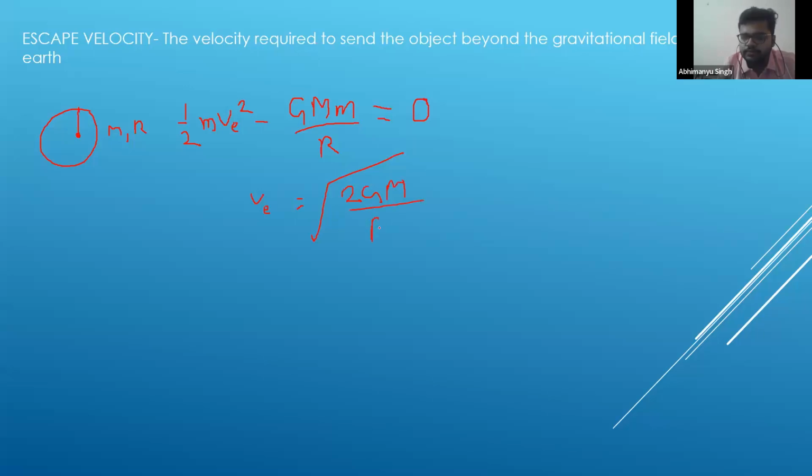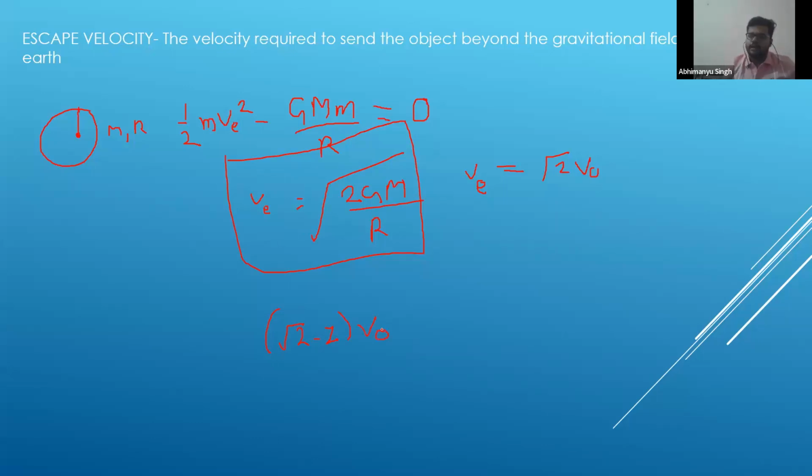So it is just root GM by R, so it is just root 2 times v naught. Suppose questions come like, by how many times must the velocity be increased in order to send a satellite revolving around the surface of Earth to infinity? So we will say that we need to increase the velocity by (root 2 minus 1) v naught times in order to send it beyond Earth's field.